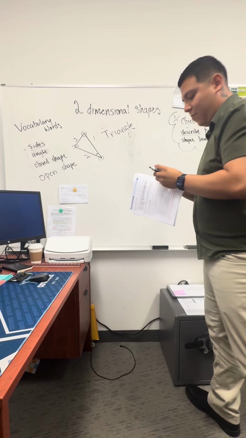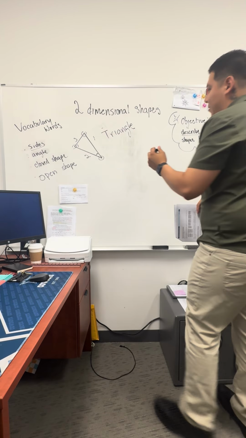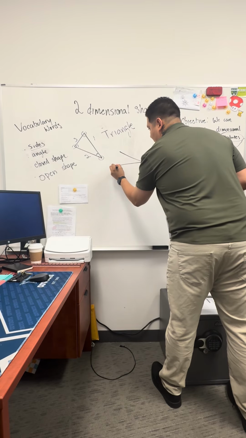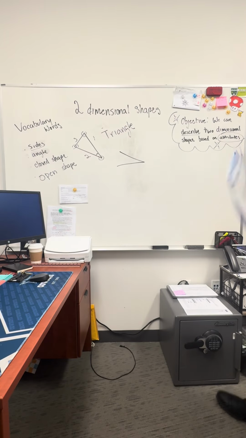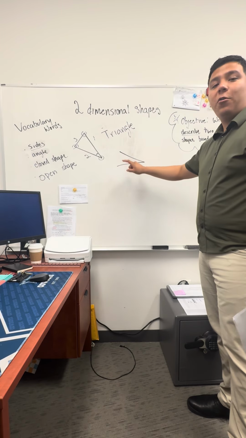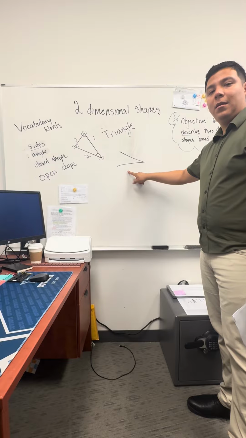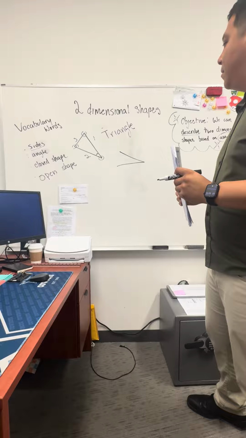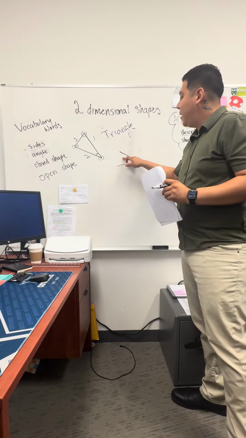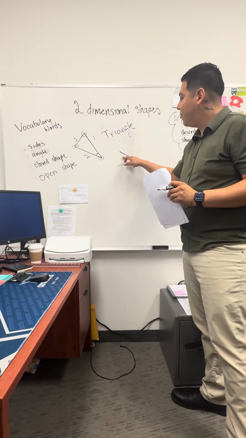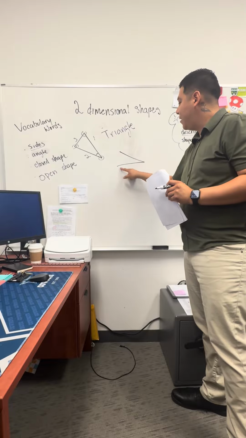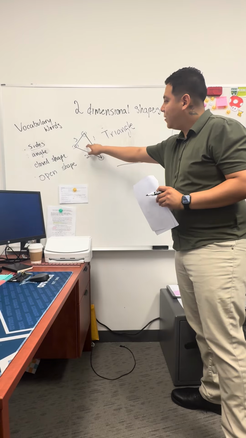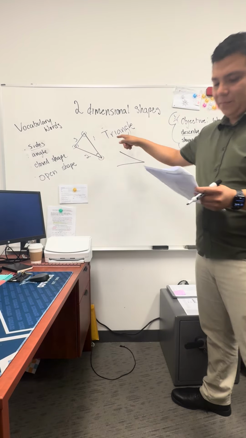And I'm going to draw you an example of what an open shape looks like, just so you can see. We're going to draw a triangle. Do you think this is a closed shape or an open shape? Open, correct. And why is that? Because we have an open space on one of its sides. So this shape here has 1, 2 sides, but it doesn't have the third side.